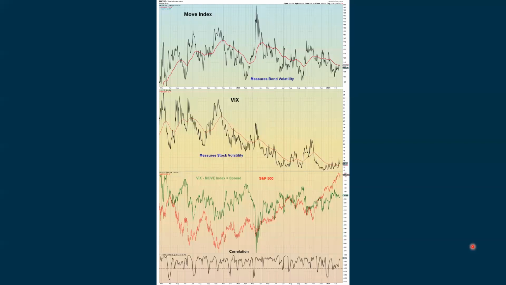Then we look at another thing called the MOVE index, and that measures the volatility of bonds. Then in the middle area is the VIX, which measures the volatility of stocks. I try to do a little study here in between where I take the VIX and subtract the MOVE index. That's the green line. The red line is the S&P 500. Right now, we can see that their correlation is pretty strong between the top chart and the middle chart, meaning that stocks and bonds are tending to, on a volatility basis, go in the same direction at the same time.